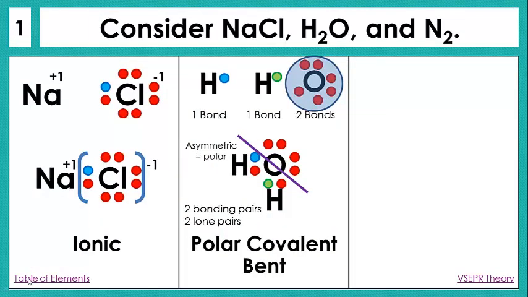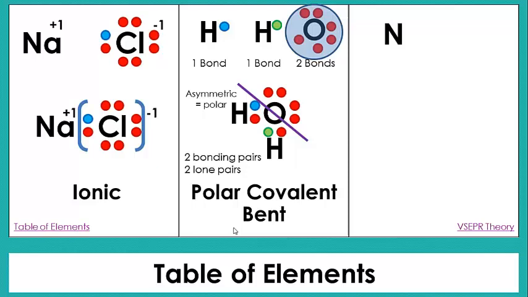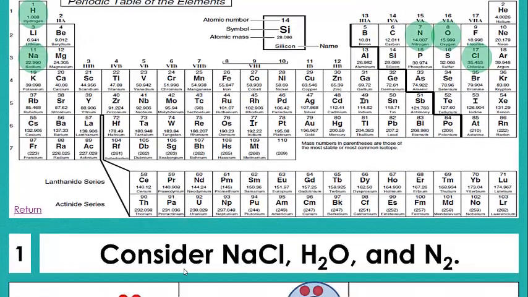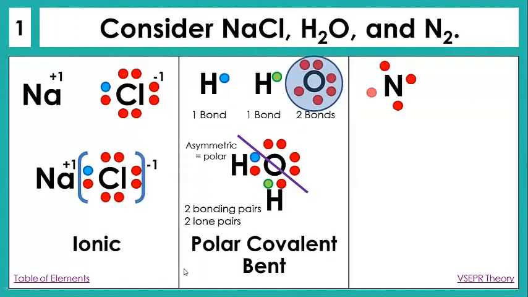Last one is nitrogen. So we've got N2. I'm going to have 2 nitrogens, and if I check my table of elements, nitrogen is in column 15, which means it has 5 valence electrons. And there's 2 of them because we have N2. Each of these nitrogens has 3 unpaired electrons, meaning that they can form 3 bonds.